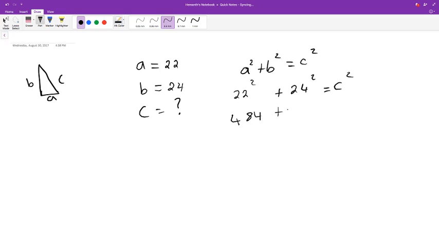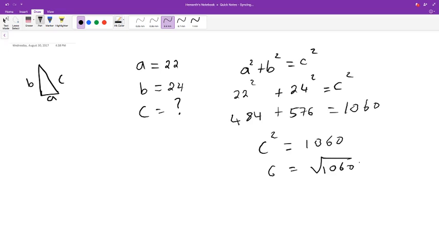But anyways, this is just for you to get the idea of how it's done. Okay, so this equals 1060. So now we know c squared equals 1060. C is equal to the square root of 1060. I'm not gonna solve that again.